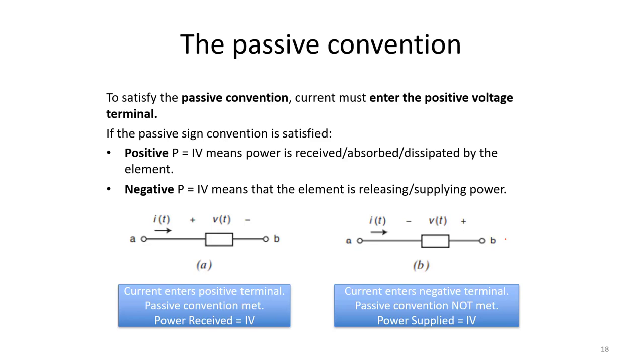We also learned the passive convention. And remember, to satisfy passive convention, current must enter the positive voltage terminal. If this passive convention is satisfied, then we say that positive power means we are receiving or absorbing power in that circuit element, and a negative power would mean that we are releasing or supplying power.